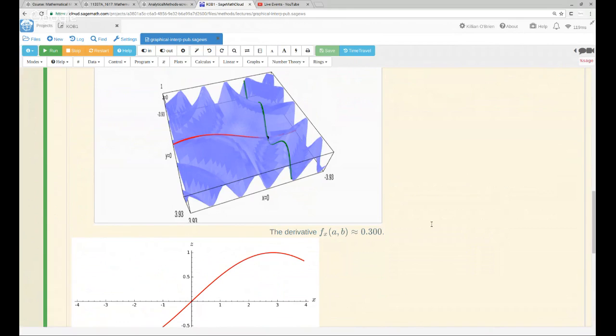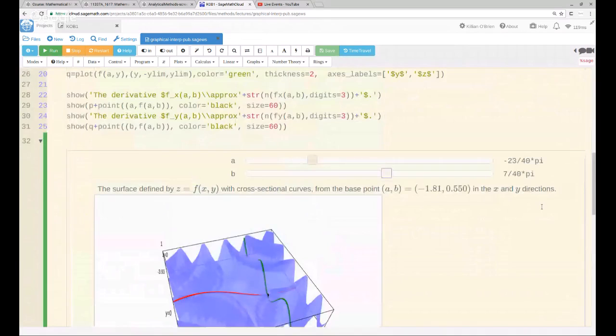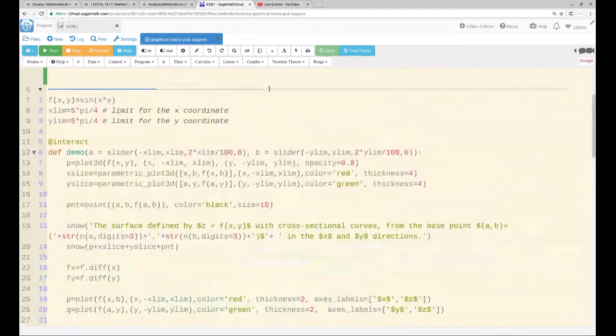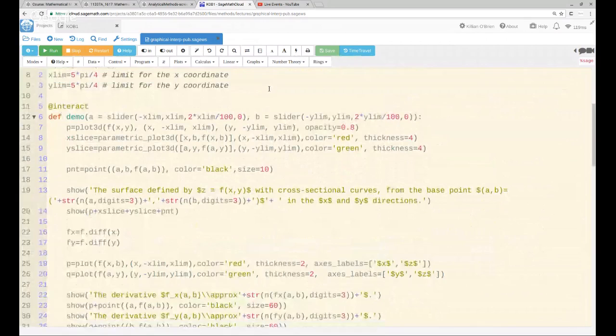Okay. I'll put the link to this demonstration up so you can have a go at it yourself, interact with it, or put in different functions at the top. And you can see the SageMath code that generated it. You can look into that as well.